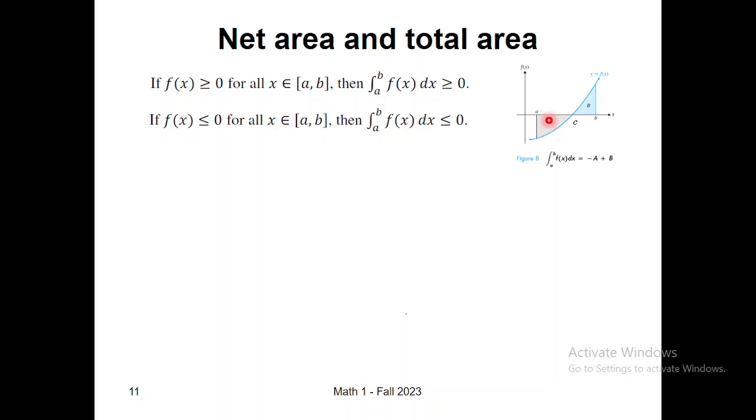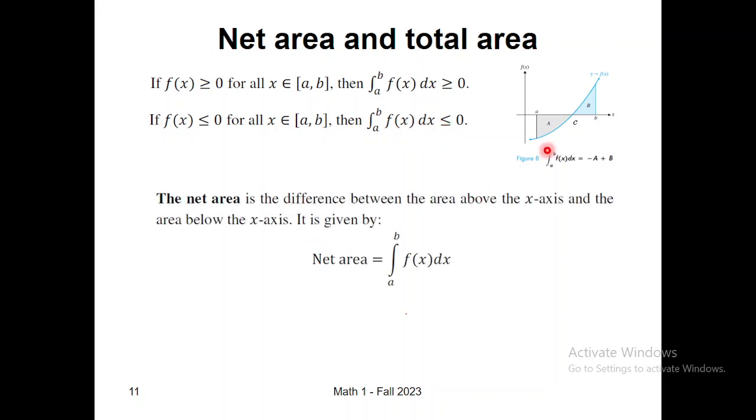Because remember how we calculate the area, we first start with rectangles. The height of each rectangle is the value of the function. In this case, the value of the function is negative, so the heights are negative, and then the total area in this case will be negative. So in general, if the function is greater than or equal to 0, the graph is above the x-axis, the integration will be a positive value. But if the function is negative, the graph is below the x-axis, then the integration will be negative.